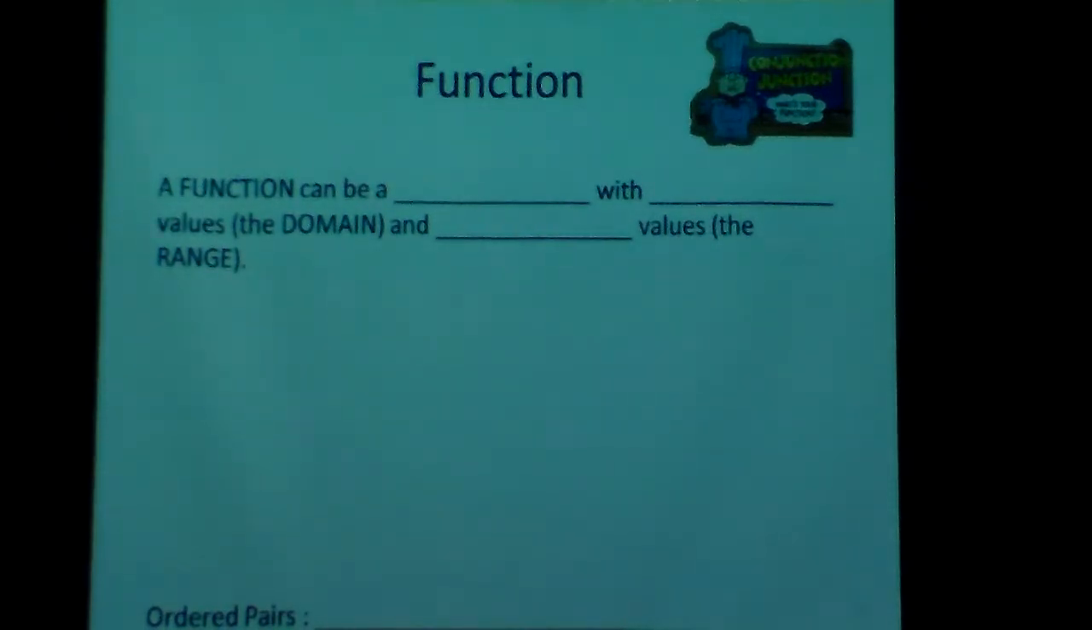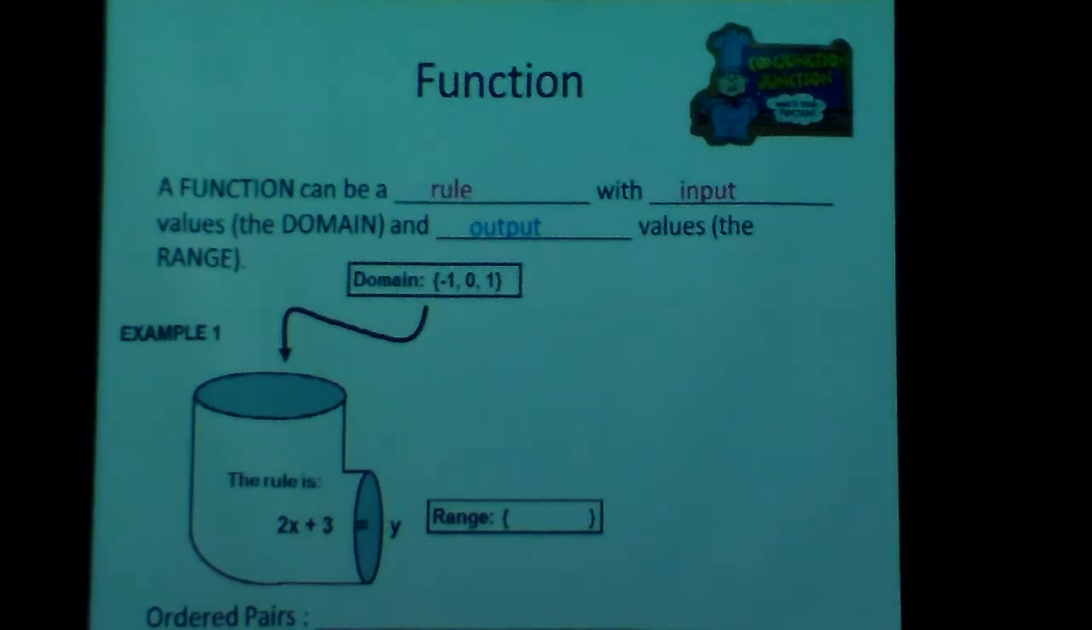And a function is basically a rule with what we call input values, which are the domain, sometimes called our x's, and the output values, which is the range, or sometimes called our y's. So, here's an example. We're going to have a domain of x's of -1, 0, and 1, which we will input into our rule, which is 2x + 3 = y, which will be our range.